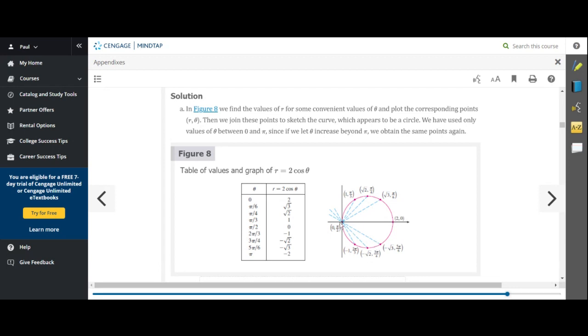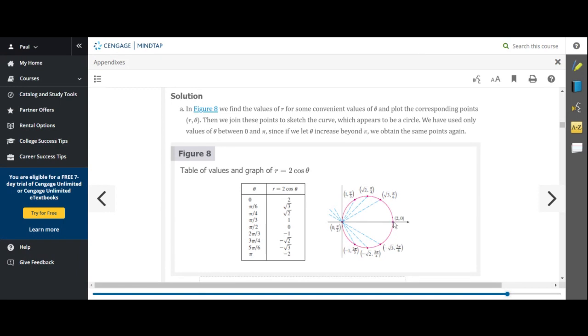Okay, and you just keep going. And the final point at angle pi, 2 times the cosine of pi is 2 times negative 1, that's negative 2. So you look in the direction of 180 degrees from the origin, but then you move backwards 2 units, and that gets you at pi, negative 2. Negative 2 comma pi, that polar coordinate is the same as the coordinate 2, 0.